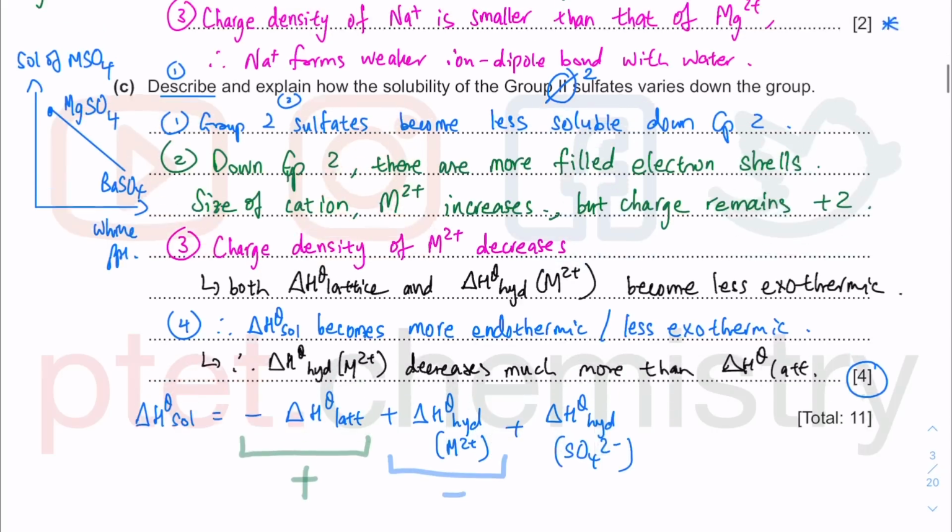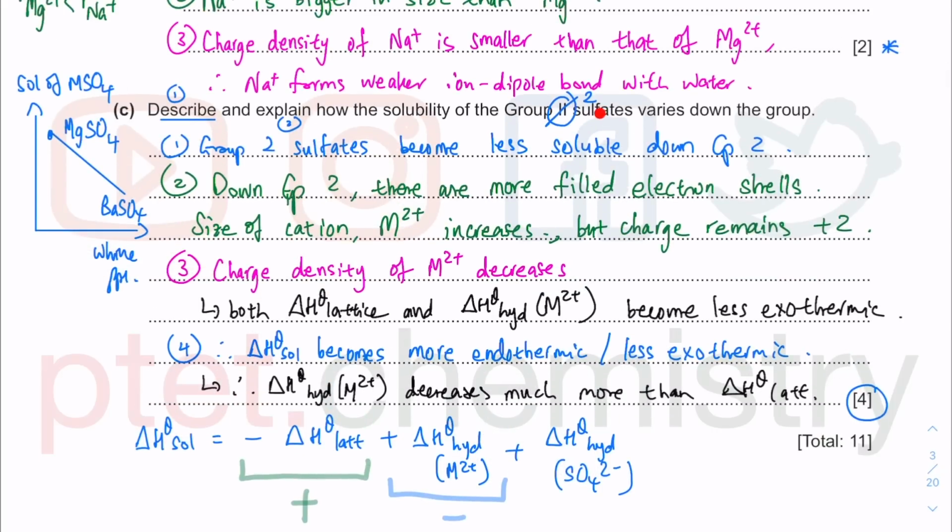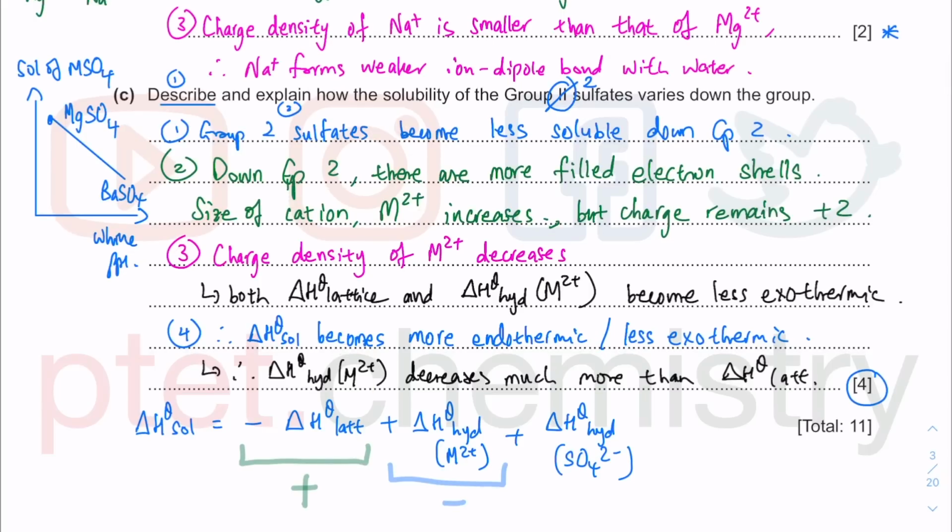Of course, when you come to the group 2 hydroxide essay, it will be the opposite trend. So this will be the other way around, as you want it to become more exothermic for the group 2 hydroxide. Okay, that's the end of the 11 mark question. This is a fixed essay for mark schemes that usually comes out as part of the group 2 essay that you can prepare for.